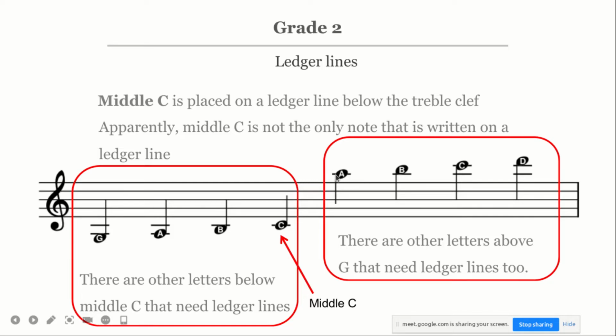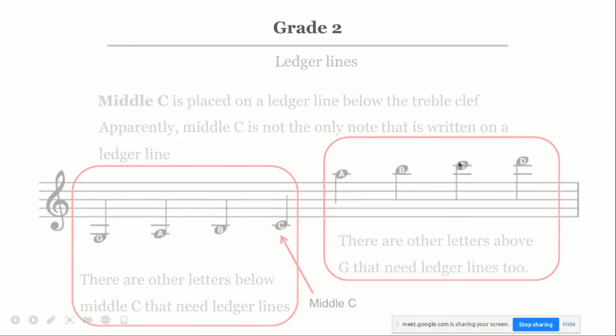And so the first ledger line is A above the treble clef, then followed by this B on the space, and then C on the second ledger line, and then D above the second ledger line. We need to master these extra notes on the ledger lines.